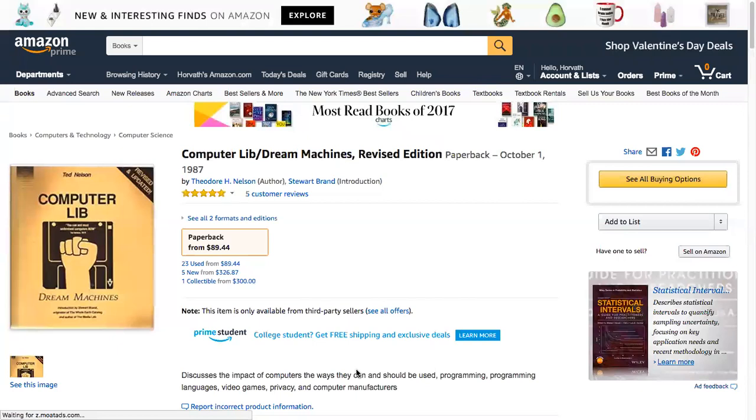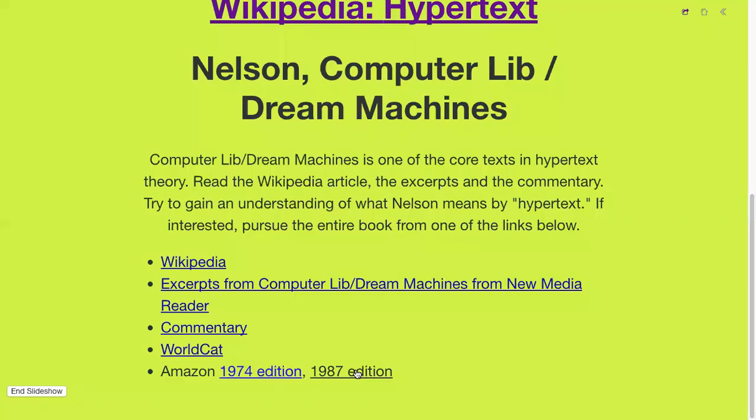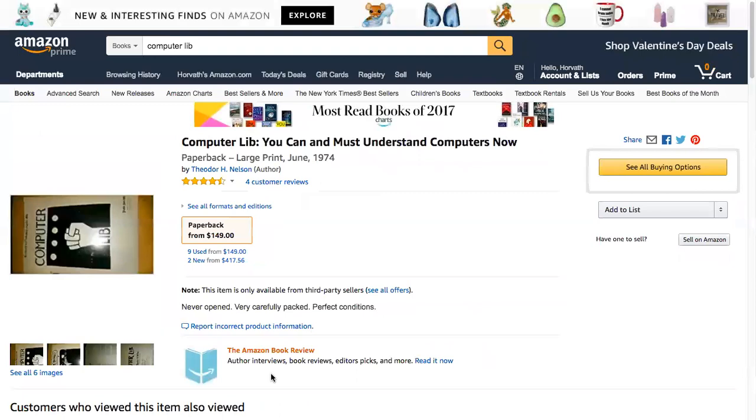Oh, there it is, paperback, $89.44. Go for it. That's a lot, right? Let's see what the 74 edition is selling for. Oh, $149. If you buy it new, it's $400. I don't know why he won't republish it, but he won't. If anyone's really interested, ask me, and maybe I'll lend you my copy or something like that.